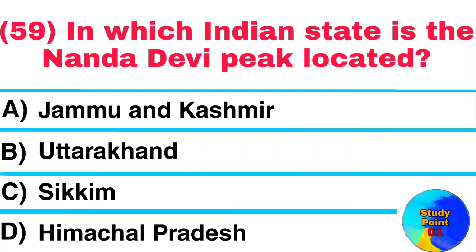Question. In which Indian state is the Nanda Devi peak located? A. Jammu and Kashmir. B. Uttarakhand. C. Sikkim. D. Himachal Pradesh. Answer. Uttarakhand.